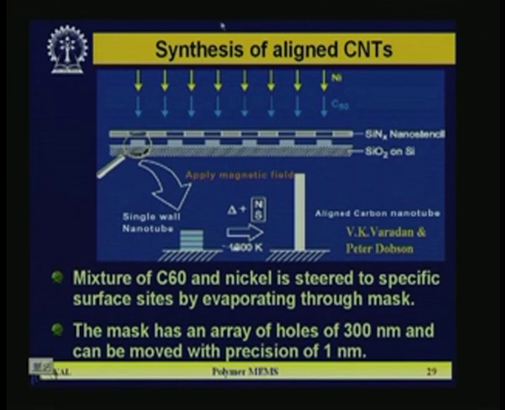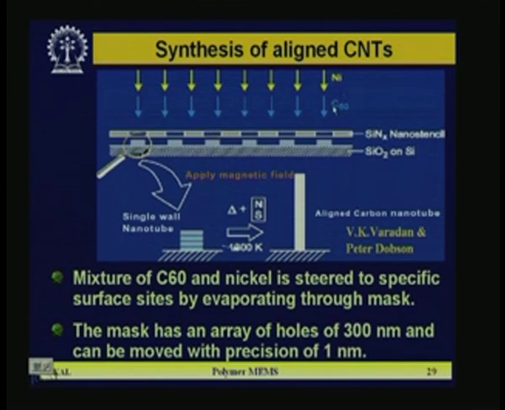So now here you can see how the CNTs are synthesized. You can see here in the top diagram. So first, if you want to have the whole device on silicon dioxide or silicon, then on top you have to synthesize the polymer with CNT, then C60 and nickel is basically forced through some of the holes, and those holes are nearly 300 nanometer.